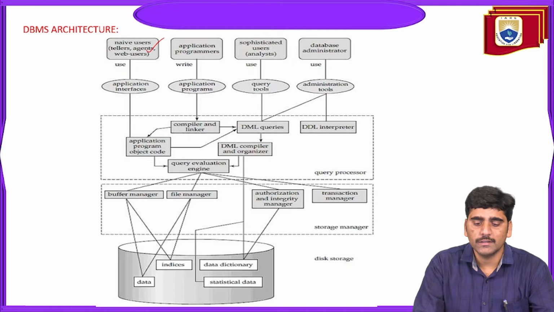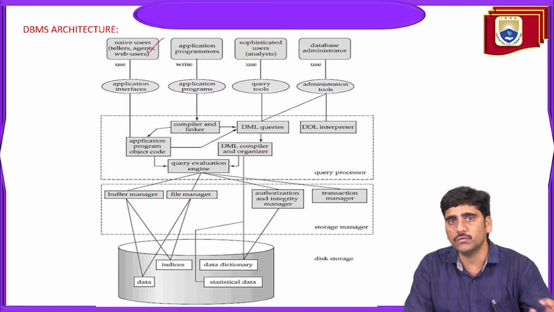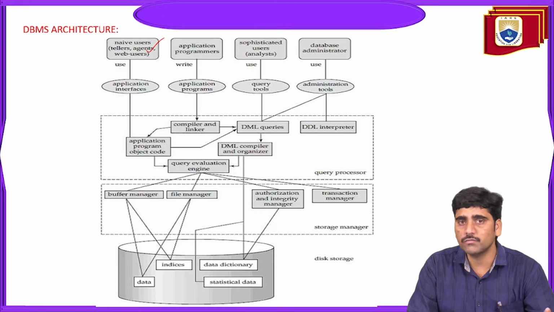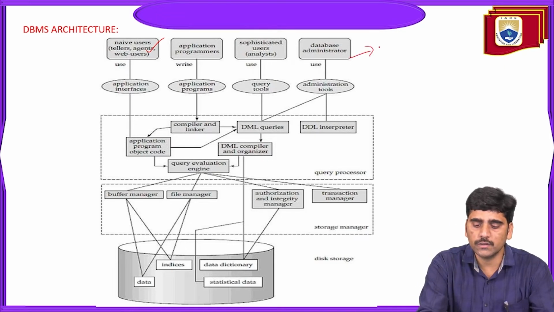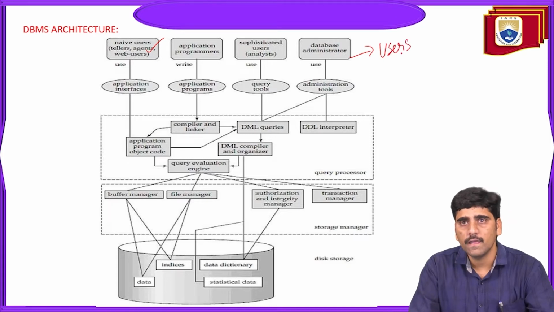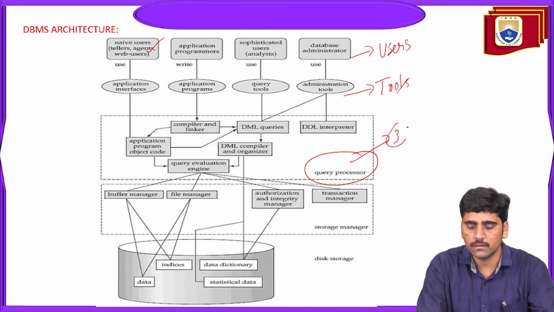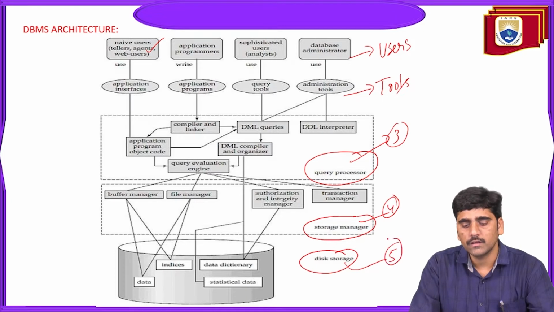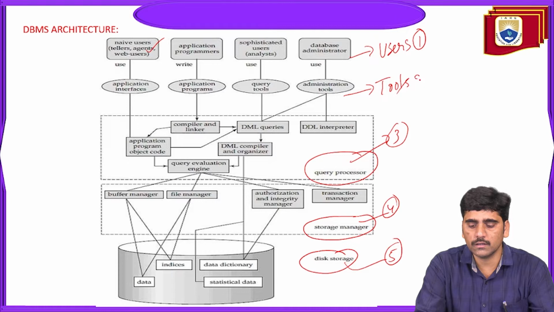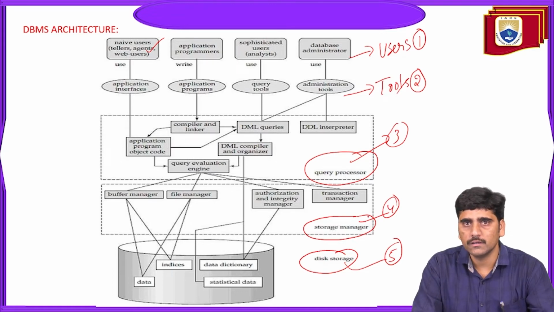These architectural components are divided into five categories. The first one is the users category. The second one is the tools category. The third one is the query processor category. The fourth one is the storage manager category. And the fifth one is the disk storage category.